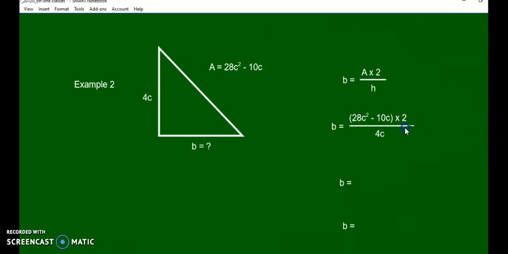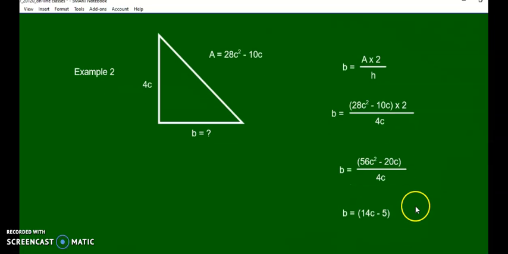So let's do the top first. The top is going to be 56c squared minus 20c, divided by 4c. Remember that we're dividing by the height. So 56 divided by 4 is 14, and c squared divided by c is c, so 14c. And minus 5, because 20c divided by 4c is 5. And that's the answer.